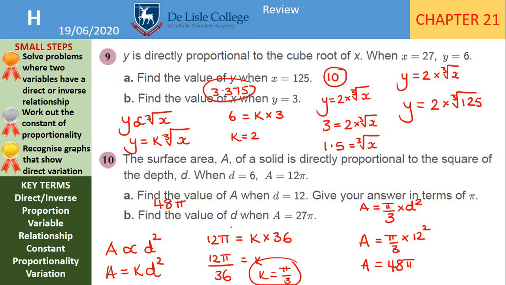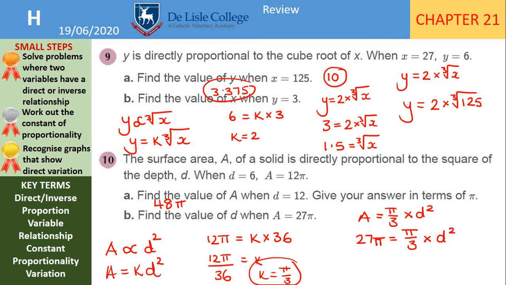For part B, find the value of D when A equals 27 pi. Let me just clear a bit of space for this one. So we've got our formula. We've got that A is equal to pi over 3 D squared. So this time A is equal to 27 pi. Try and join that in. Okay. So that's equal to pi divided by 3, and I want to work out what D is.